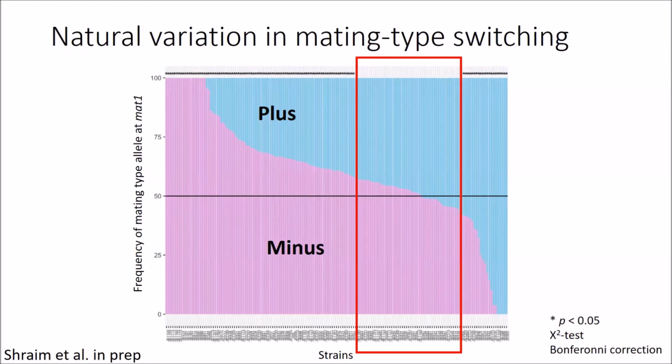But then we have a lot of individuals that are somewhere in between. And of these, only about a third are not significantly deviating from a 50-50. There's quite a lot of them that have a bias towards the minus, but there's also some that have a bias towards plus. There are more plus individuals there. And of course, as expected, our lab strains fall smack in the middle. So it still completely follows all of the knowledge that we had about it.